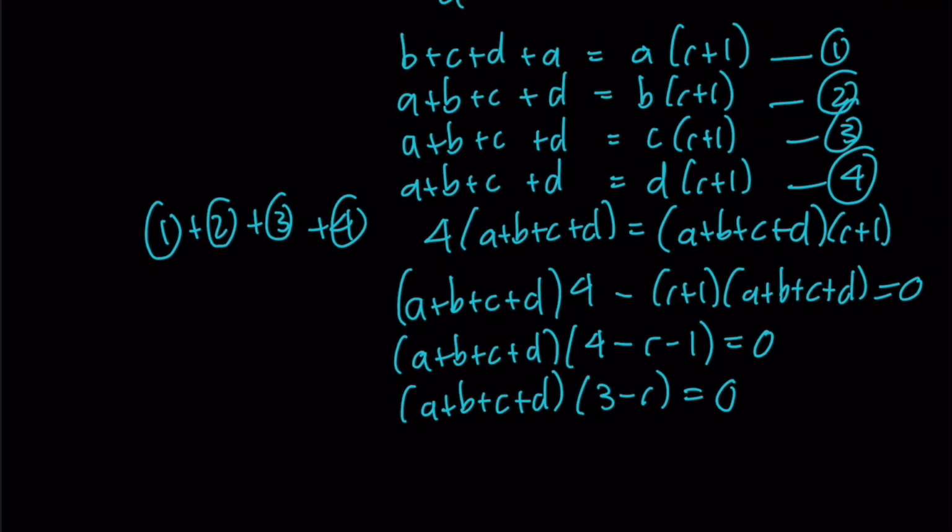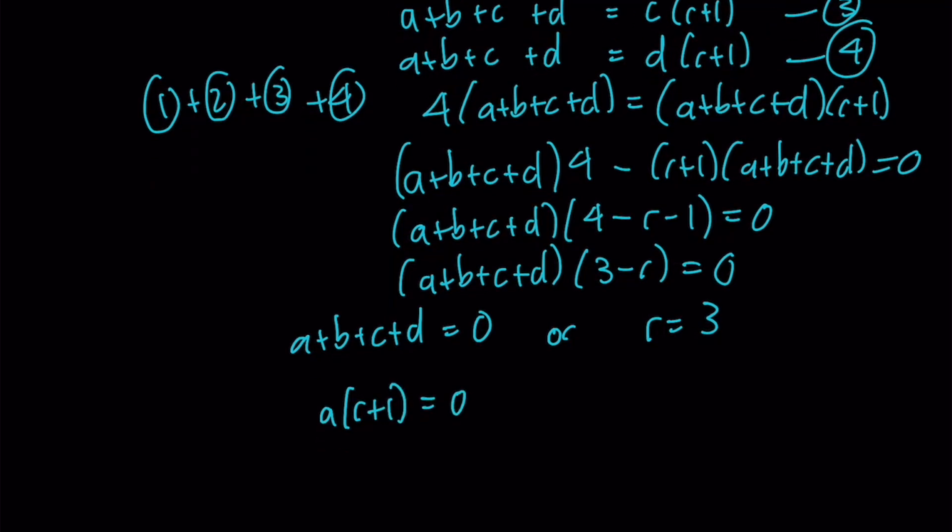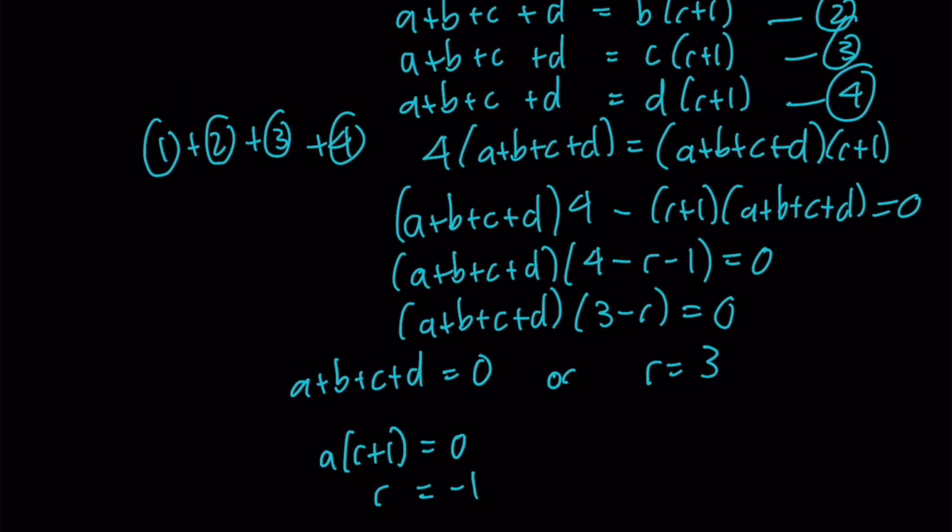This suggests that r equals 3 or a plus b plus c plus d equals 0. If a plus b plus c plus d equals 0, if we see this one, it means that a times (r plus 1) equals 0. This suggests that r also can be negative 1. So the answer is r equals negative 1 or 3.